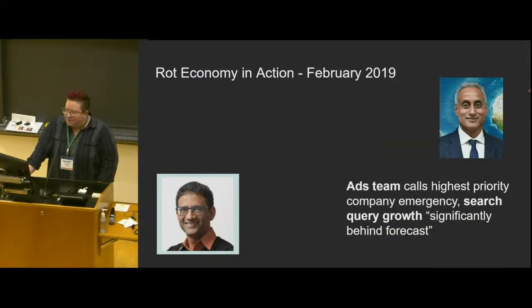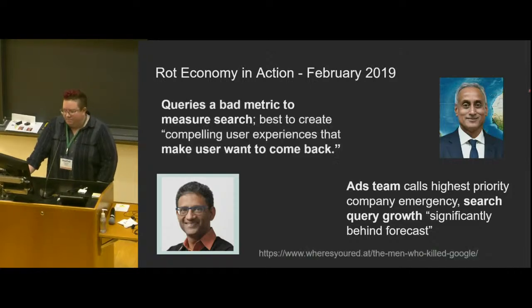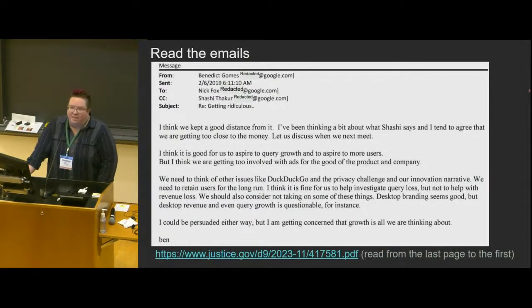The ads team calls it the highest priority type of company emergency at Google because search query growth is significantly behind forecast. And Ben says queries is a bad metric to measure search. It would be better to create compelling user experiences that make users want to come back. Now you can see all of this go down in emails that were released as part of the US Justice Department's lawsuit against Google. It's chilling stuff. I recommend you check it out.